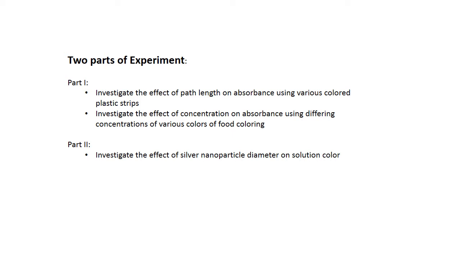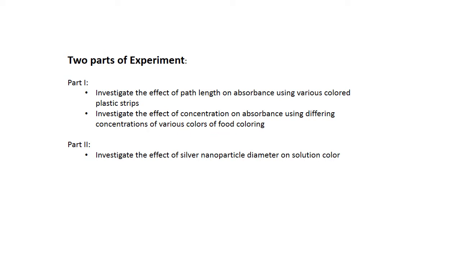It's basically two parts of the experiment. First part, we're going to look at the effects of path length and concentration on the absorbance of light that we see through different colored samples. In the first part, looking at path length, we'll take a look at some plastic strips we've got to pile up inside of a spectrometer, see what happens to my absorbance settings. In the other part, for concentration, we'll look at various food colors and food coloring types of things.